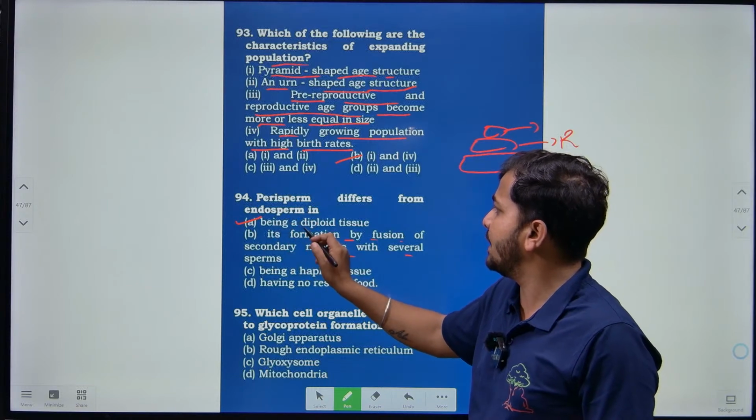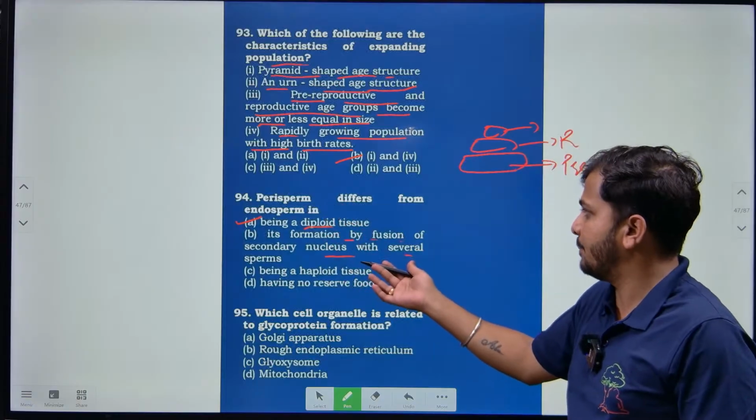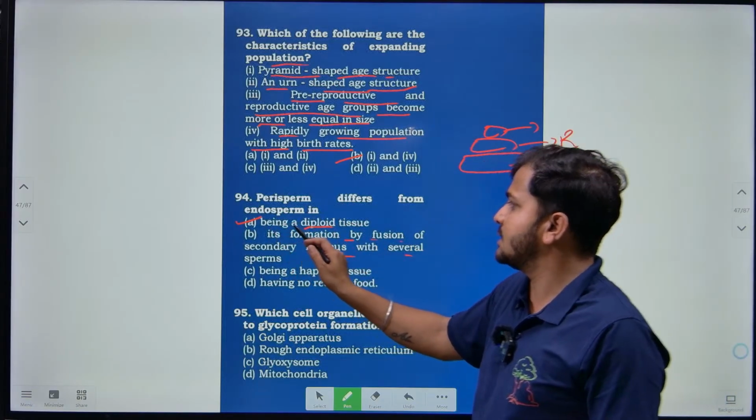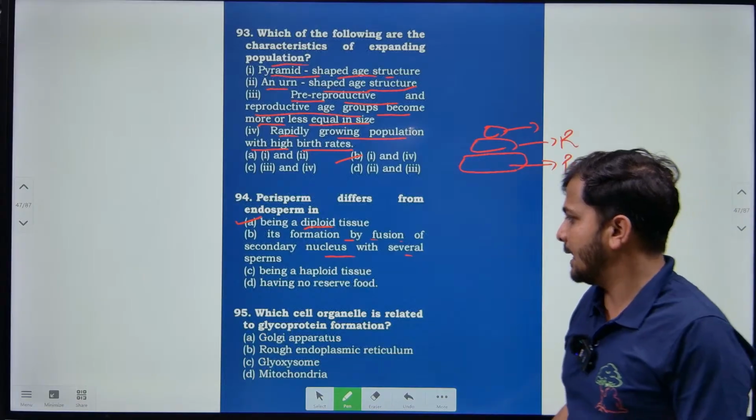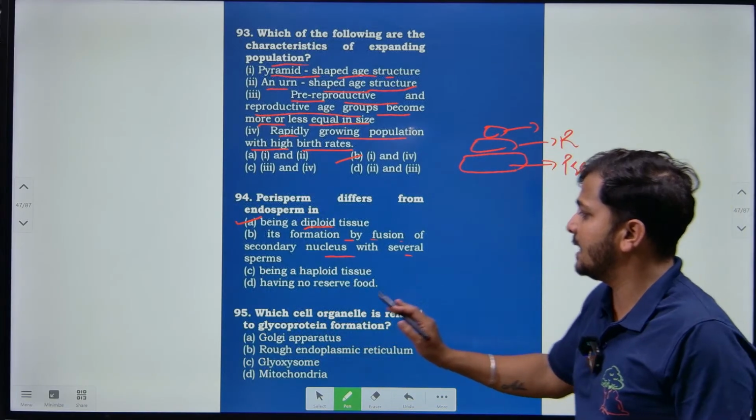Perisperm is going to be diploid tissue and endosperm is going to be what? Triploid type of tissue. So according to that, if you consider being a diploid tissue, it is correct. Then next question, which cell organelle is related with what?